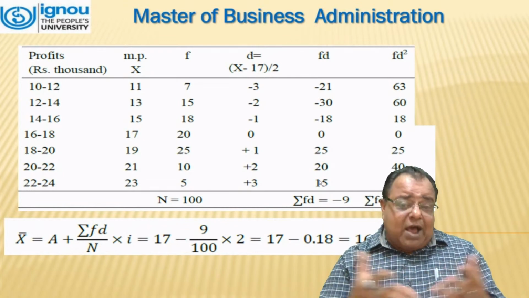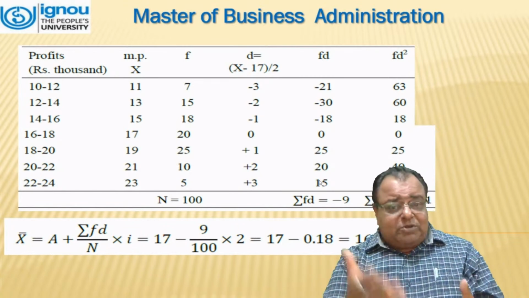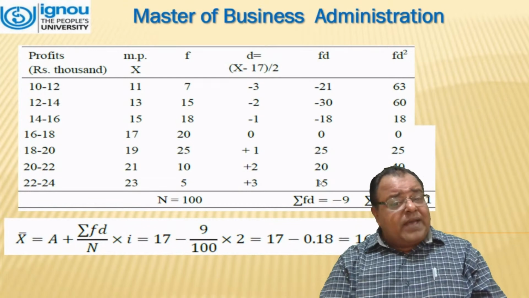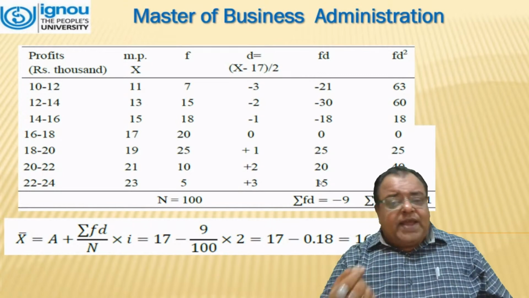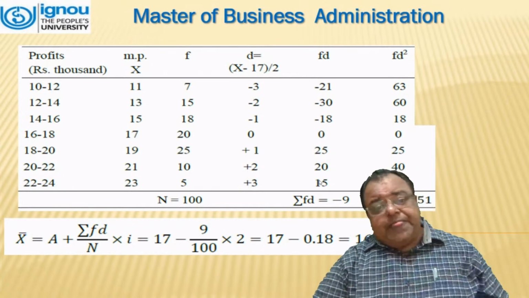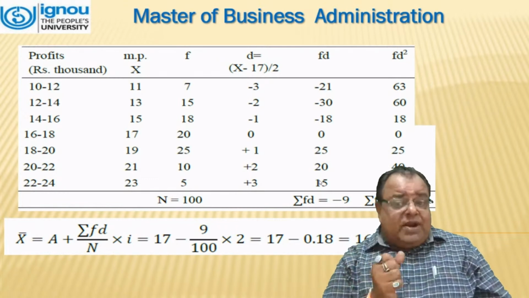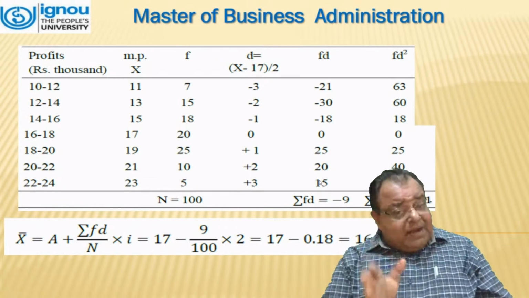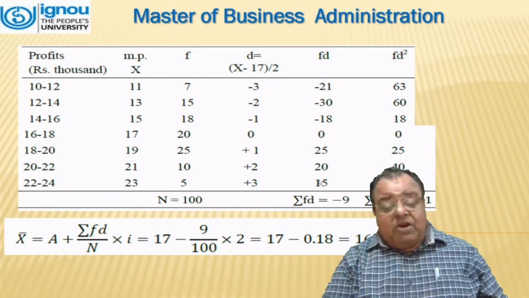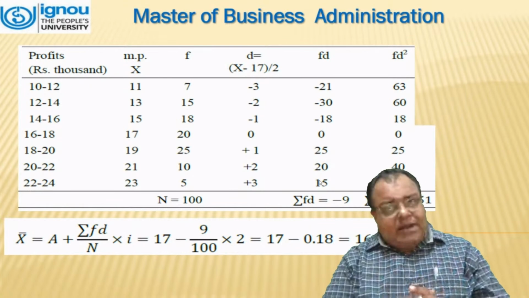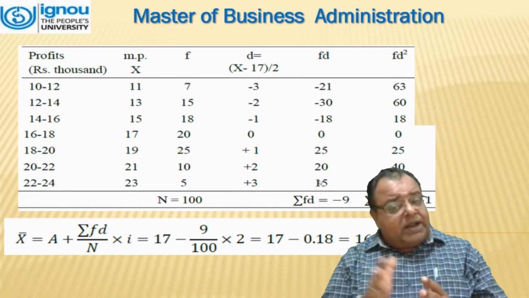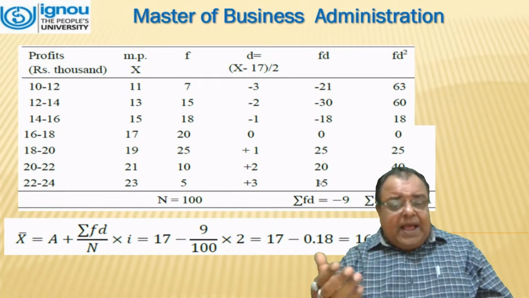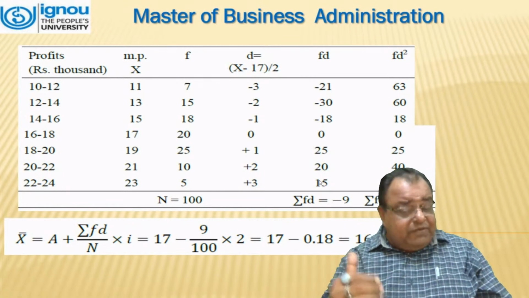Now the question arises how this is evaluated. So at the top, you can see that D is equal to x minus 17 divided by 2. Now, going further, we will calculate FD and FD square. We have to be very careful in calculating FD. We have to consider the minus sign in this. We cannot ignore the minus sign in this calculation. 7 into -3 is -21. 15 into -2 is -30. 18 into -1 is -18. 20 into 0 is 0. And similarly, we will calculate 25, 28, 50.